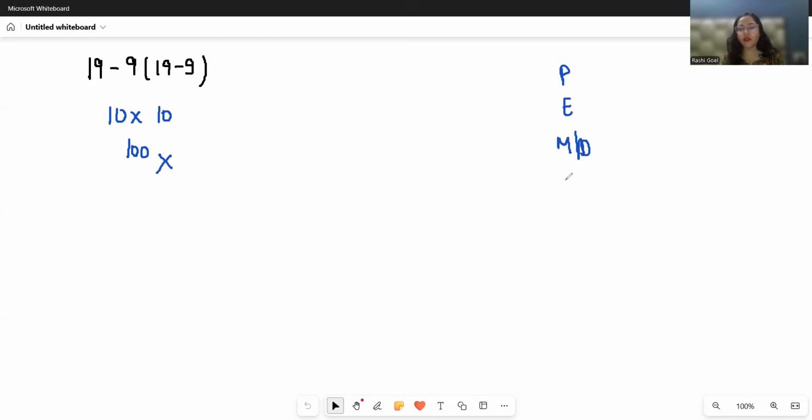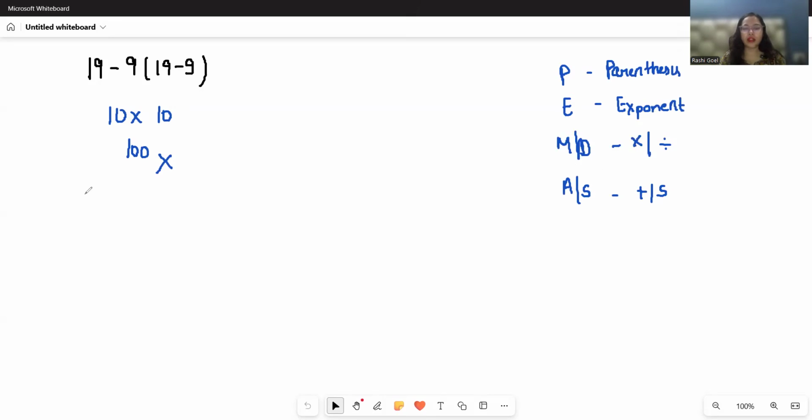Comment down below what you call it in your country. This rule helps you to choose which operation you should solve first. So here P stands for parenthesis, E stands for exponent, M stands for multiplication, and D stands for division. Multiplication and division both have the same priority. You just need to solve it from left to right. Similarly, addition and subtraction have the same priority. You just need to solve it from left to right.